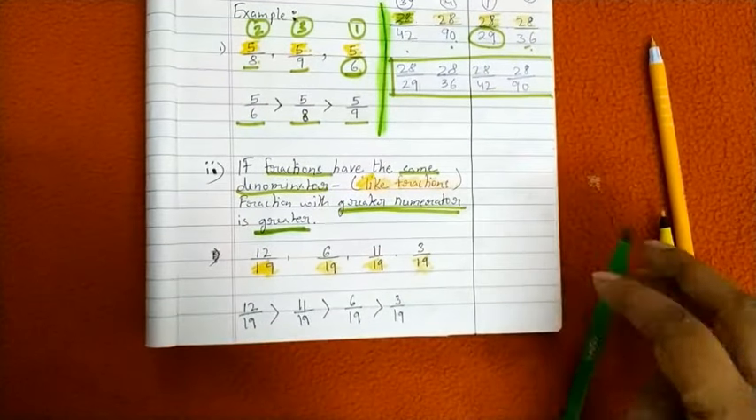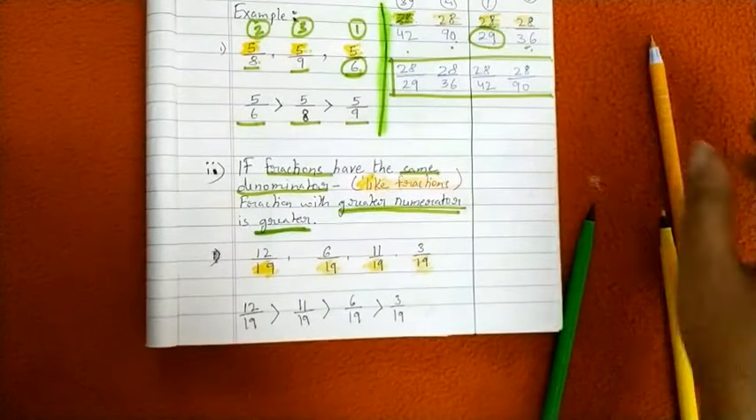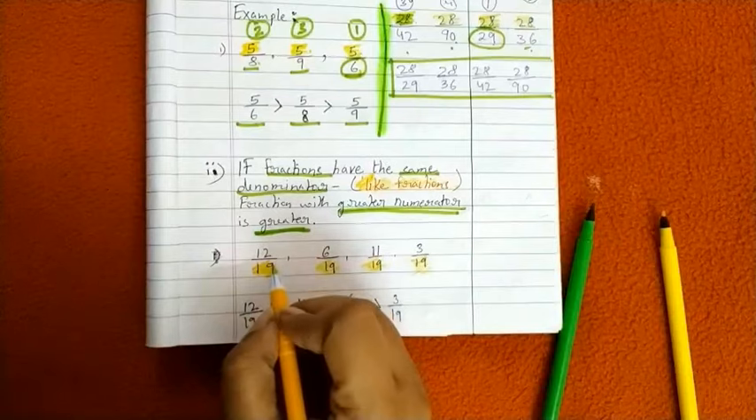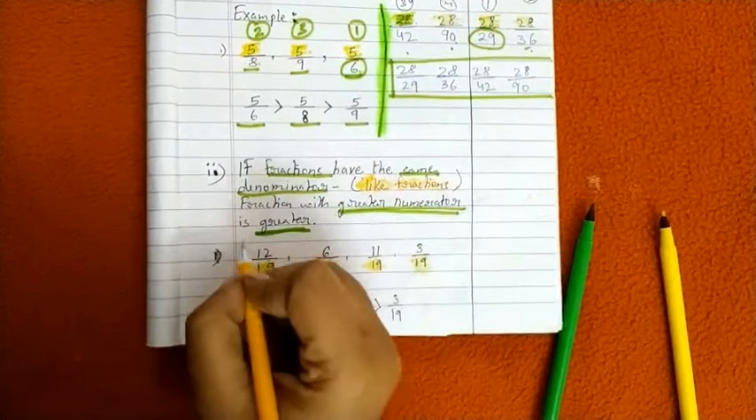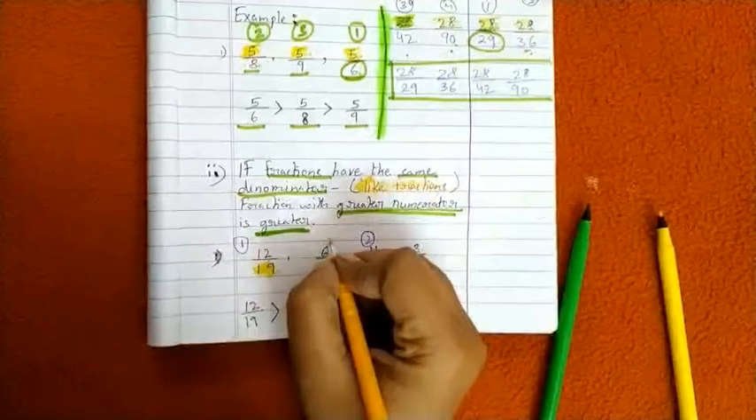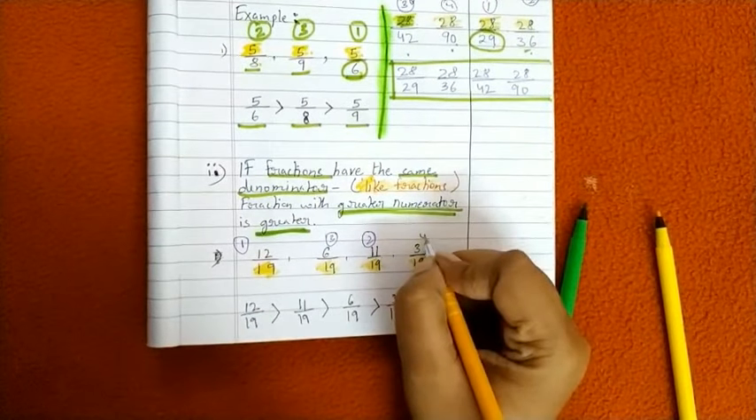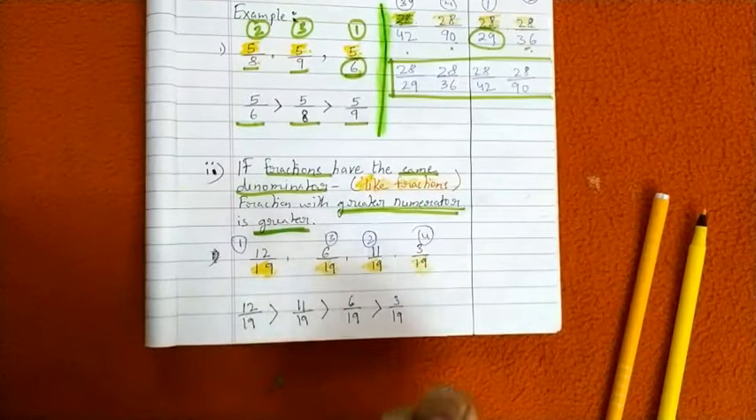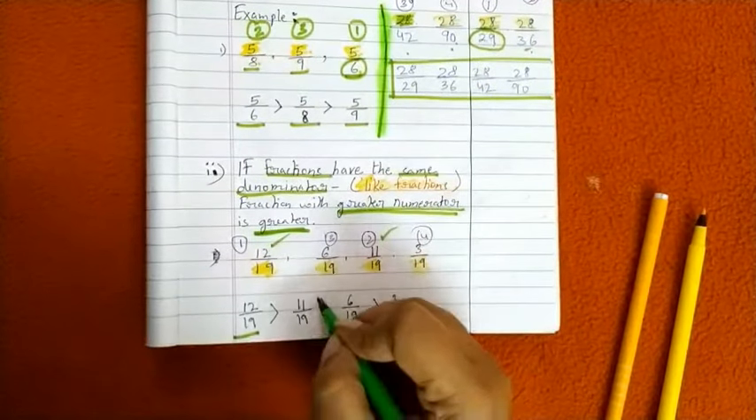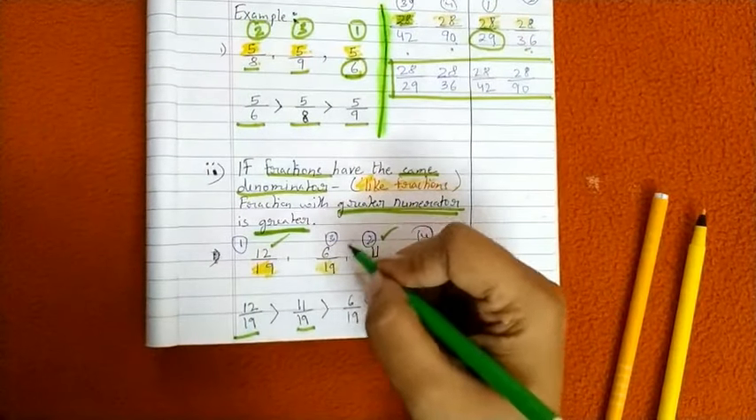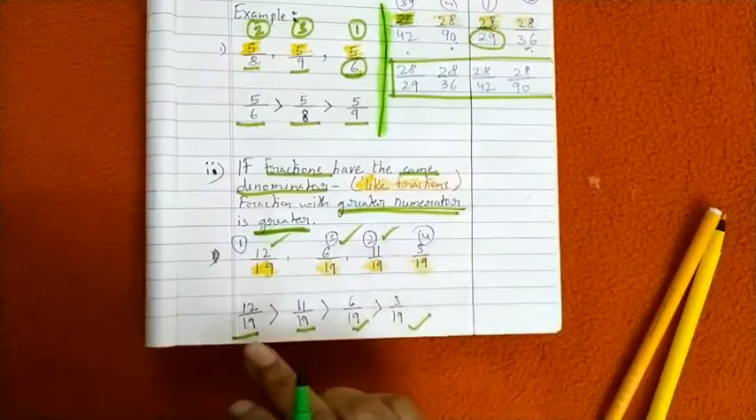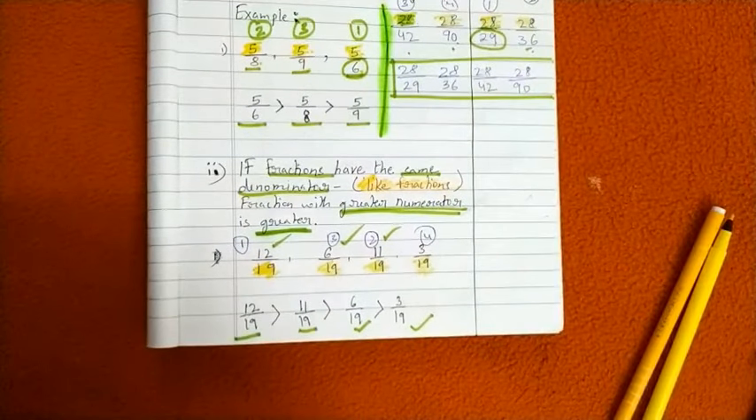Now see, children. Here the denominators are the same. Now see which one has the greater value. Find out the greater numerator: 12, 6, 11, 3. So this one is 1. Then 2 is 11, 6 is 3, and this is 4. So you can see here 12 upon 19, 11 upon 19, 6 upon 19 and 3 upon 19. So this is how we compare fractions.